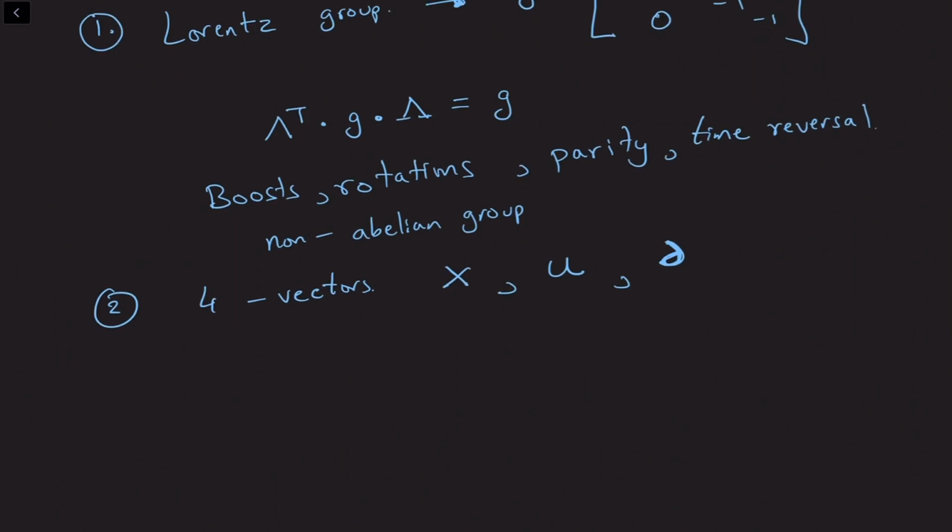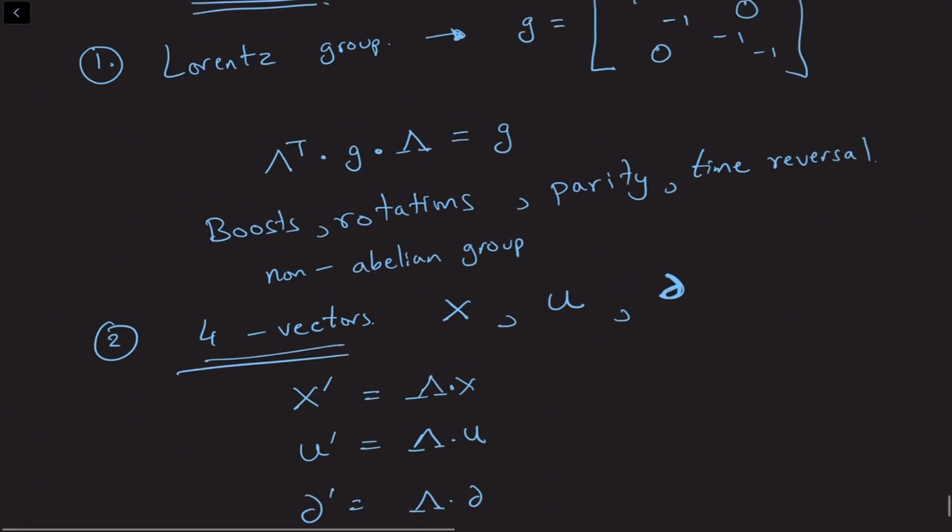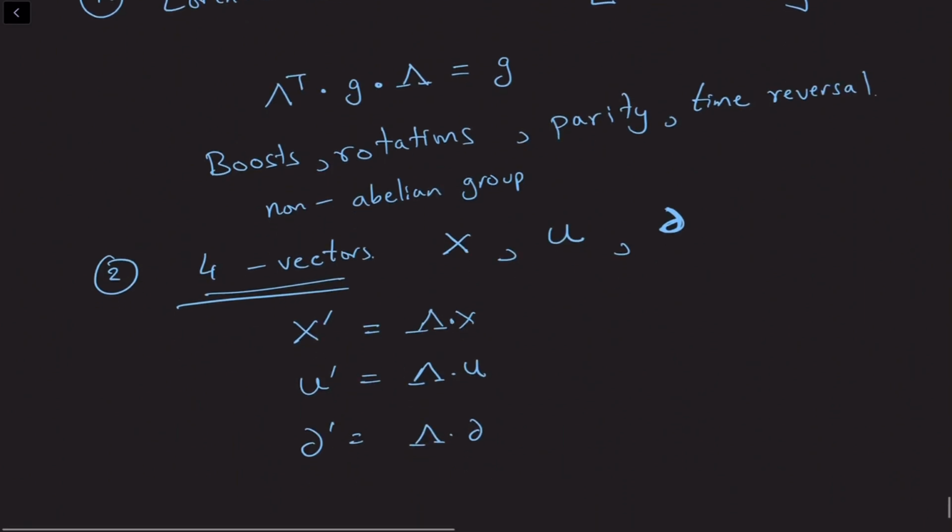That is, if I want to find out what they are in the primed coordinates, I would just calculate something like this, where this is matrix product lambda dot x, u prime would be lambda dot u, and partial prime would be lambda dot partial. So we came up with this generalized notion of 4 vectors, and this generalized notion of 4 vectors is an obvious generalization of 3 vectors.